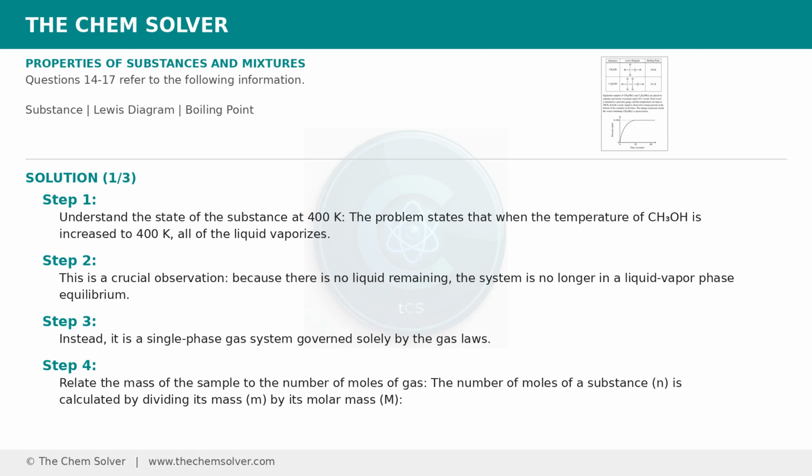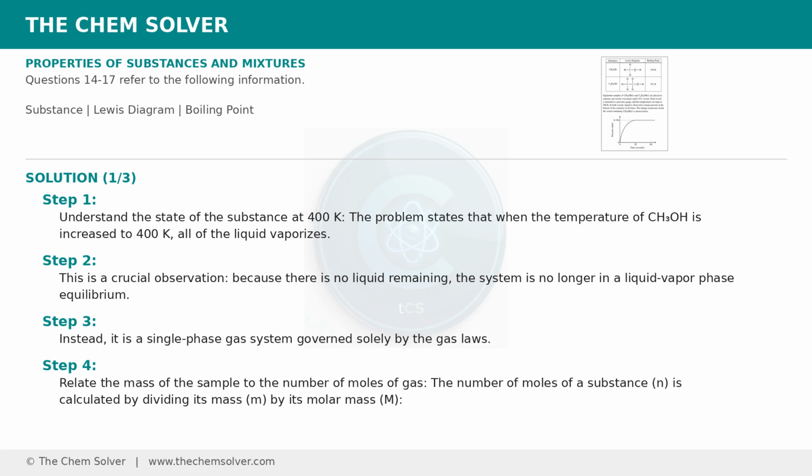Understand the state of the substance at 400 Kelvin. The problem states that when the temperature of CH3OH is increased to 400 Kelvin, all of the liquid vaporizes. This is a crucial observation. Because there is no liquid remaining, the system is no longer in a liquid-vapor phase equilibrium. Instead, it is a single-phase gas system governed solely by the gas laws.